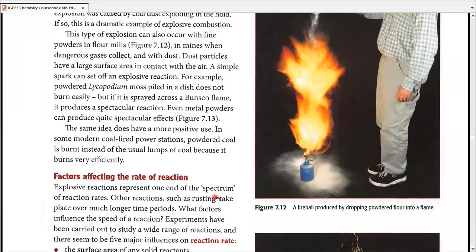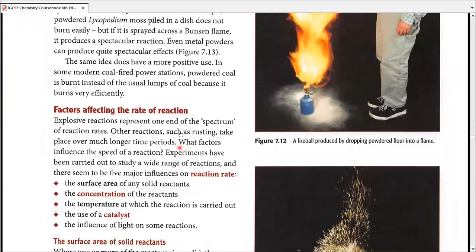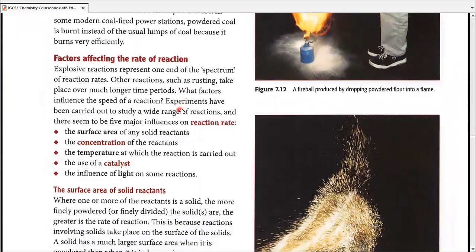So there are some reactions which happen in seconds. Some take minutes, some take hours, some even take days or weeks to complete. So reactions can be very fast, can be moderate, can be really slow. So the rate of reaction is all about speed of reaction. Rate and speed mean the same thing.